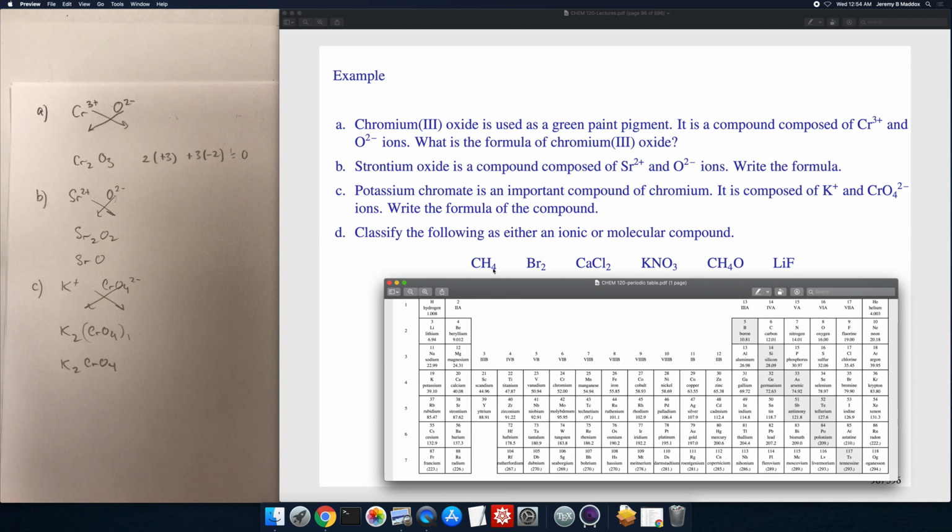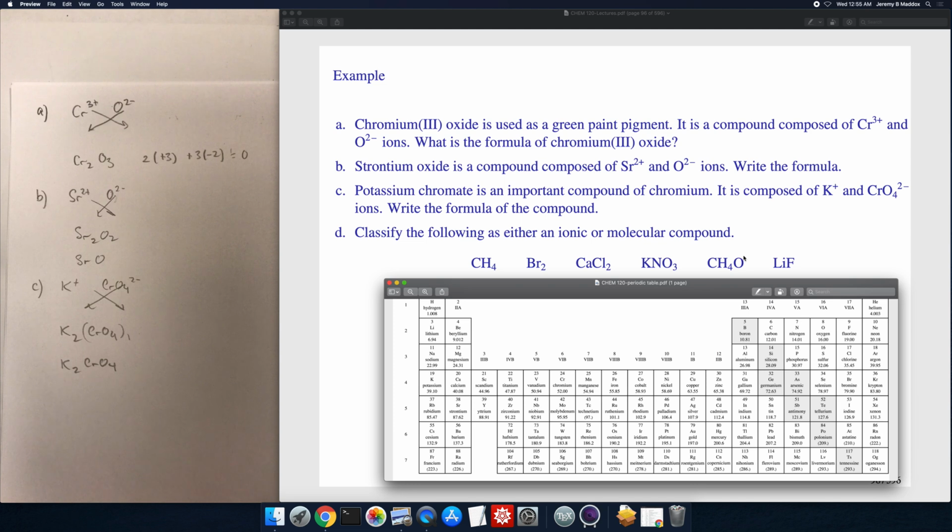Well, let's start with CH4. Carbon and hydrogen are both nonmetals. That means that CH4 is a molecular compound. Here we have diatomic bromine. Bromine is a nonmetal, so Br2 is a molecular compound. Calcium chloride: calcium is a metal, chlorine is a nonmetal, so this is going to be an ionic compound. For the next one, we've got potassium metal, and then the NO3, that's actually one unit. This is the nitrate ion, as we will learn. And so this is going to be a cation and a polyatomic anion. We are going to recognize this as an ionic compound.